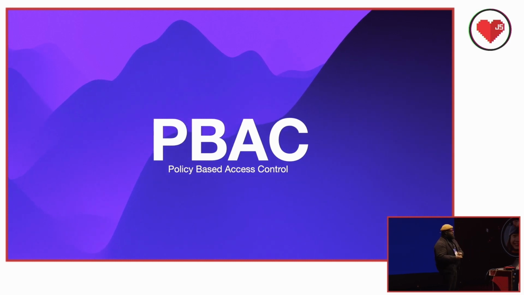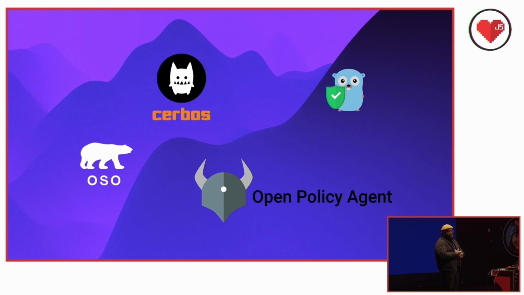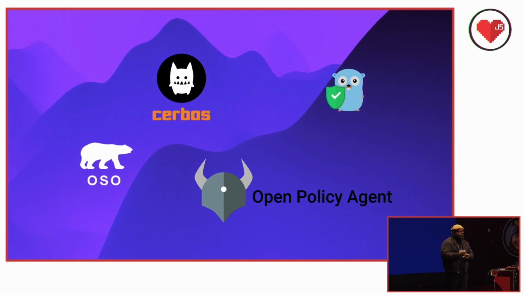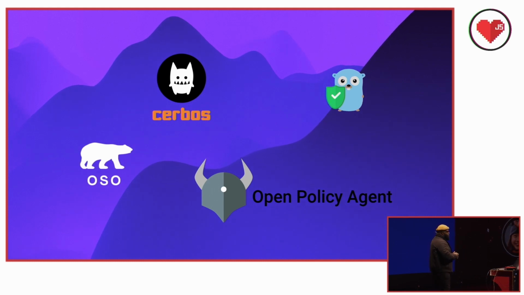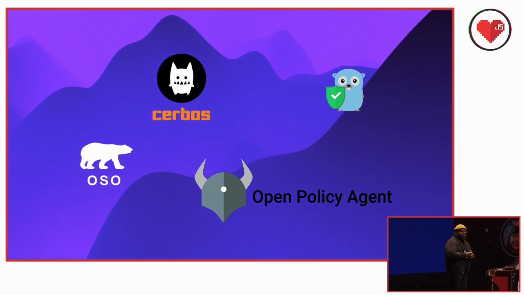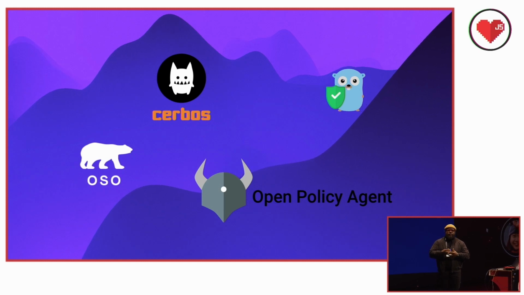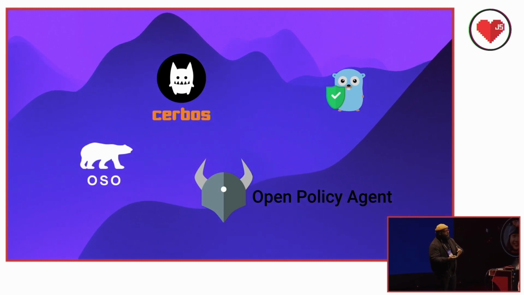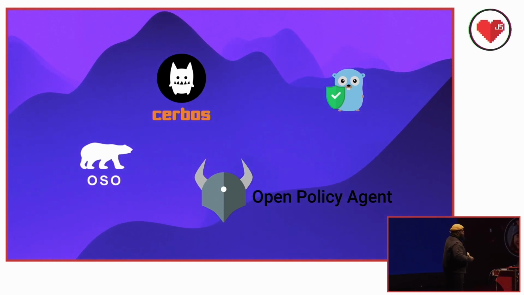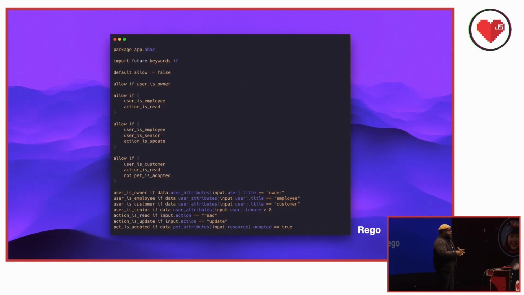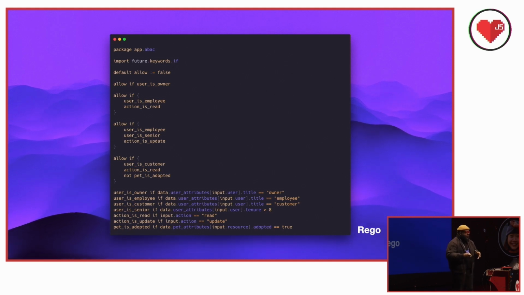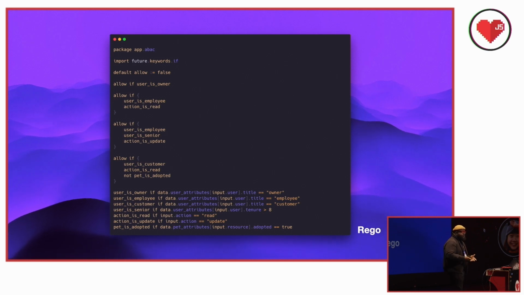And that's where we get into policy-based access control. There are a few systems out there that are available. There's OSO, Cerbos, Casbin, and Open Policy Agent. These allow you to provide and project your permission system internally. They give you a sort of DSL where you can define these rules like we were doing before.